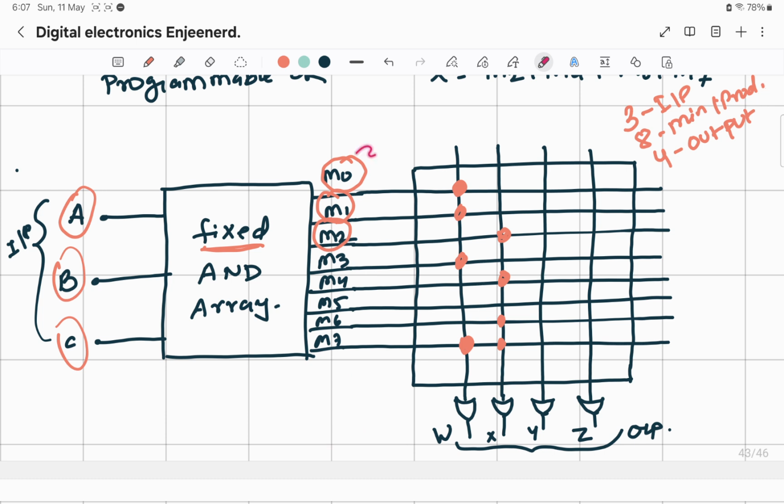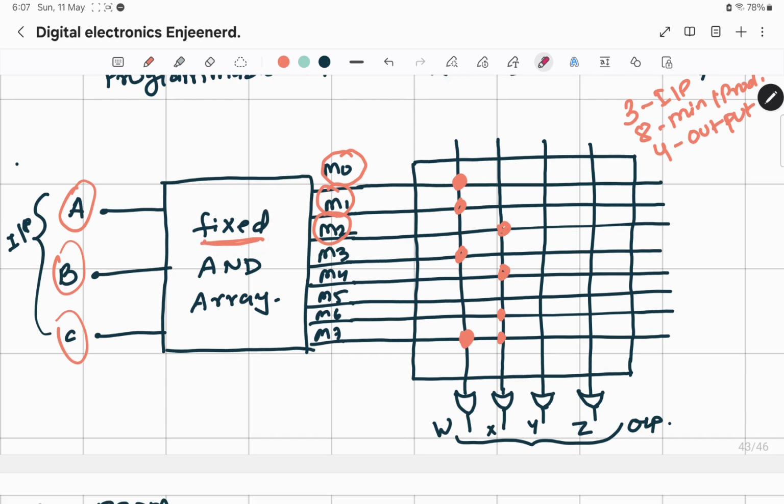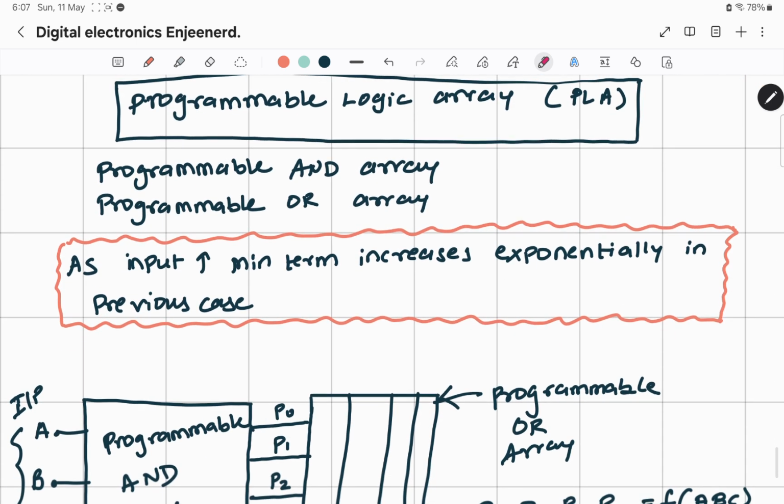And hence, to avoid the creation of multiple min terms which I will not use, I will select only those min terms, or I'll generate only those min terms which I require. So instead of making this fixed, let's make this programmable. That is what we are doing here. So in a programmable logic array, I have a programmable AND and a programmable OR.